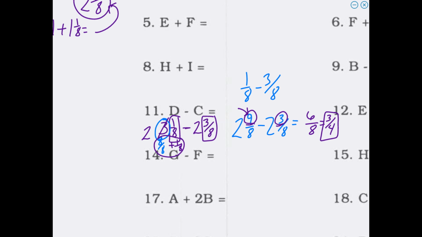And you may not have enough room on here to do your work. I've zoomed in, so it makes it easier for me to write on it, but you might want a separate sheet of paper to do your work.